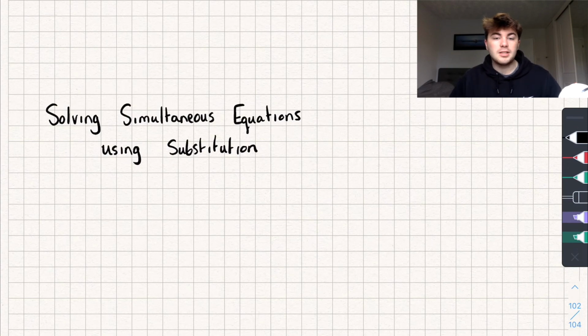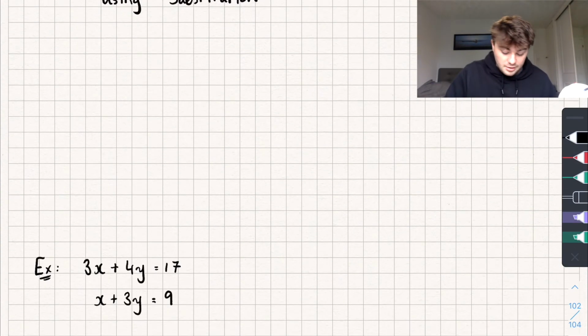Hello, in this video I'm going to teach you how to solve a pair of simultaneous equations using what's called the substitution method. The way this method works is you rearrange one of the equations so it looks like x equals or y equals, and then you substitute that into the other equation and solve it to find a value of x or y. It's pretty easy, so I'll show you two examples so by the end you should have a good understanding.